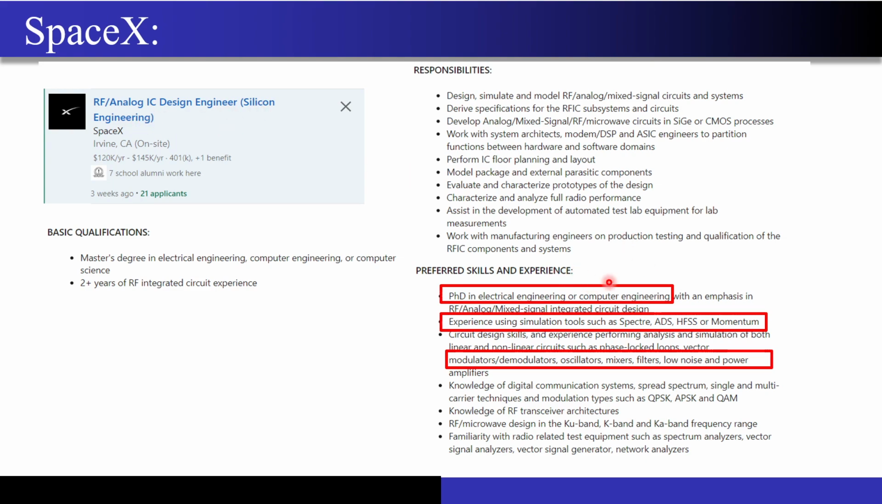So now let's see what they are demanding from you. The preferable skill is to have a PhD in electrical or computer engineering with an emphasis on RF, analog and mixed signal circuit design.